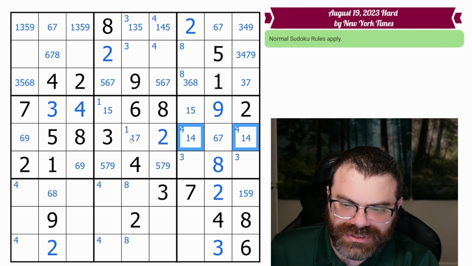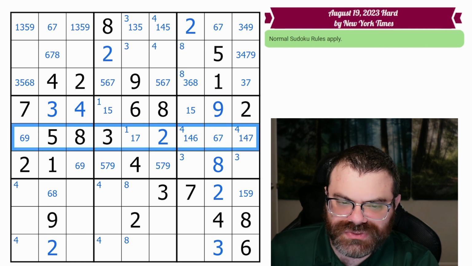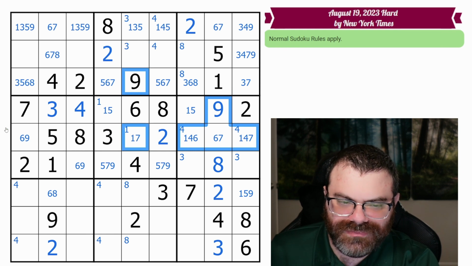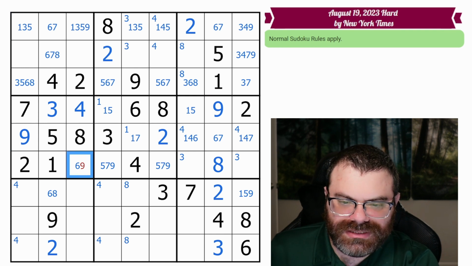We have 2, 3. We need 4. We have 5. We need 6, 7, and 9, which is, I guess they can't be 9. Oh, is it 9 in this row? It is 9 in this row. This 9 sees here, and this 9 sees in this one other spot it could be, besides this one. So this is the 9 for the row. This is a 6.